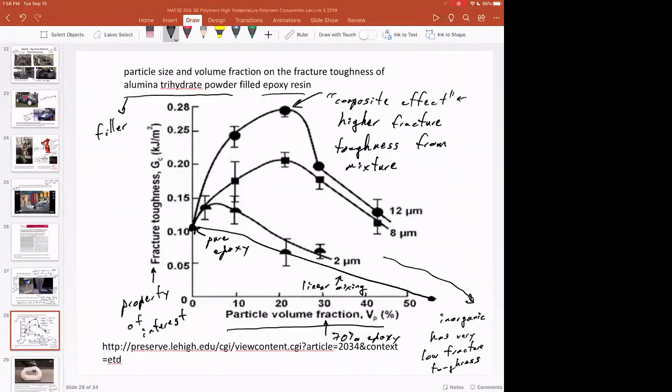Like in this case, this maximum occurs at a 20 volume percent particle to polymer. So this composite is 20 volume percent filler and 80 volume percent polymer. In a fiberglass composite, it might be 40% filler and 60% glass. Or in another composite, it might only be 5% chopped carbon fiber and 95% polymer.